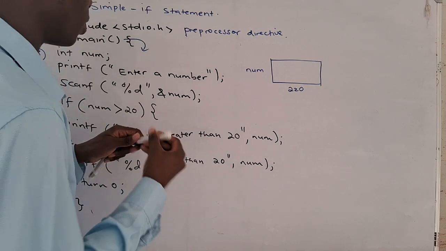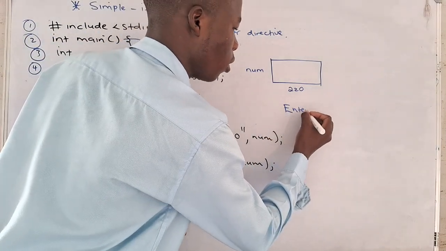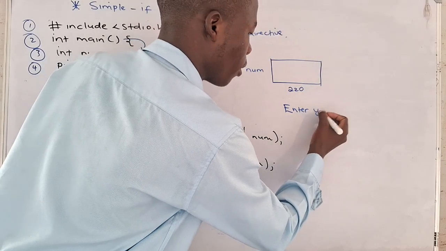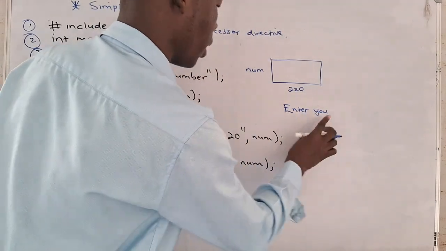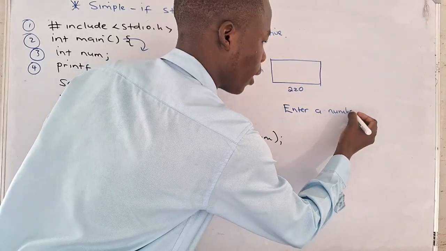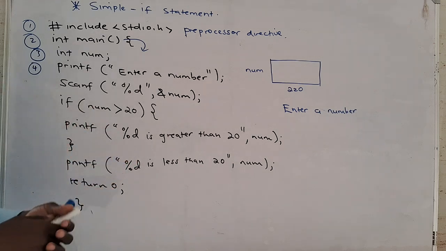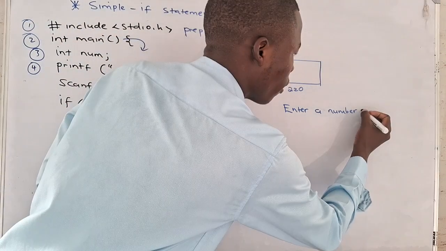You are going to see this statement, "Enter a number," on your LCD. This is an instruction. What are you going to do? You are going to enter a number. Suppose I'm entering 50. So you are going to enter 50.